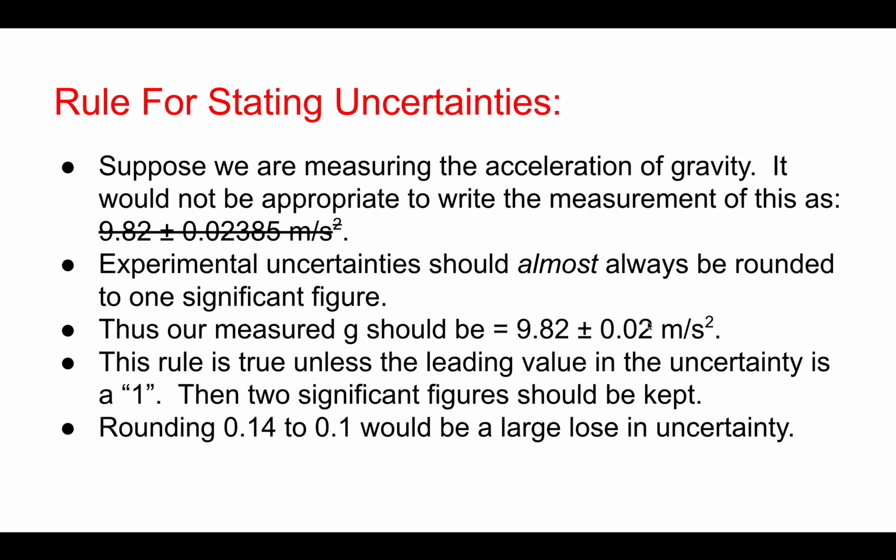If the leading digit is a 1, then in this exception we keep 2 numbers. Why? Because if the uncertainty ends up to be 0.14, throwing away the 4 would be throwing a large amount of the uncertainty away.